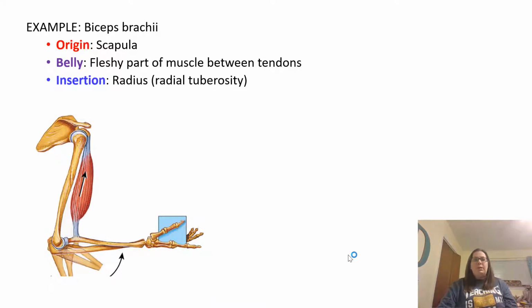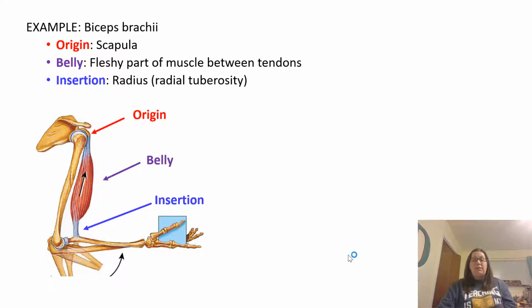So this example is the biceps brachii, the biceps muscle. The origin is on the scapula, so it's up here in the shoulder region. The insertion is on the radius, specifically on the radial tuberosity. The belly of the muscle is the fleshy part in between, which we call the bicep itself.